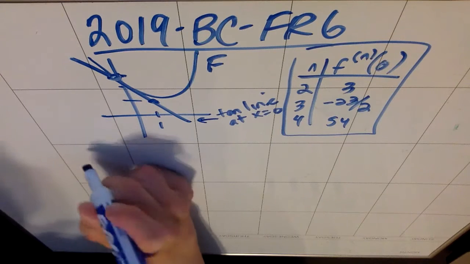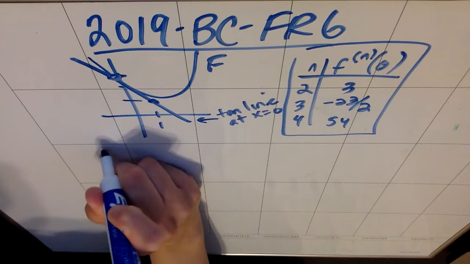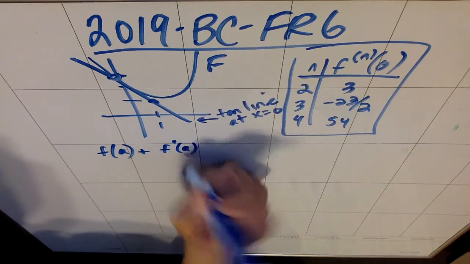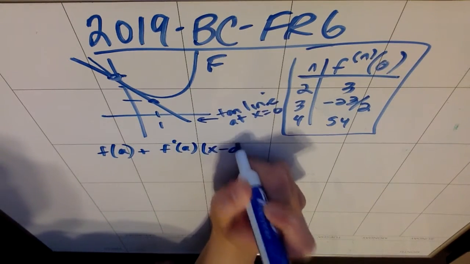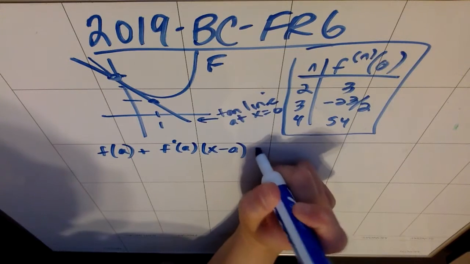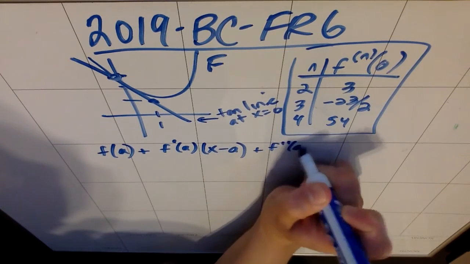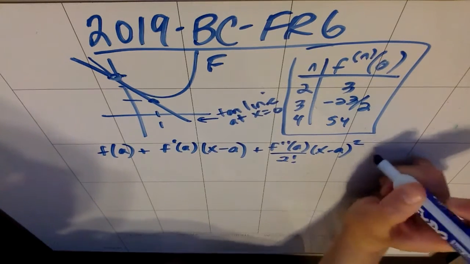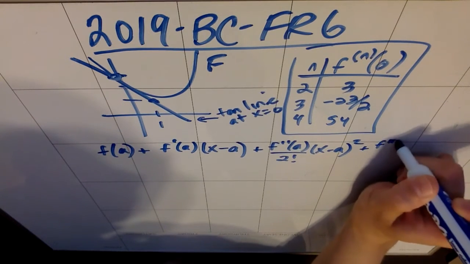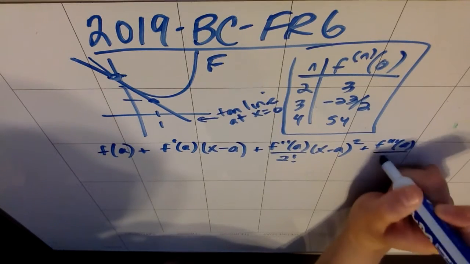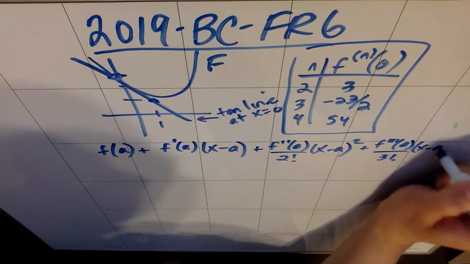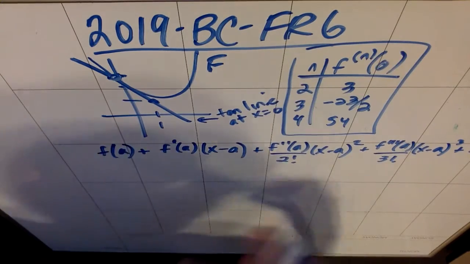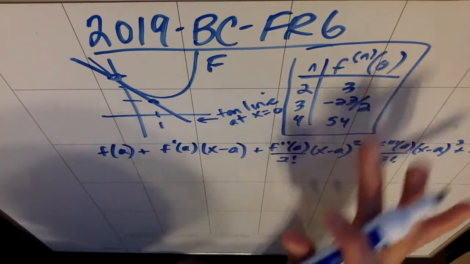Okay, so for part A, just a reminder of how a Taylor series works. It's f of a plus f prime of a over 1 factorial, which we don't have to write, times x minus a to the first, again we don't have to write the first, plus f double prime of a over 2 factorial times x minus a to the second, and then f triple prime of a over 3 factorial, x minus a to the third, and so on.